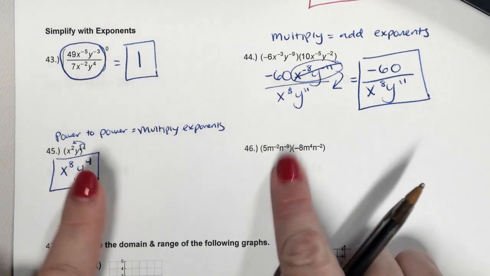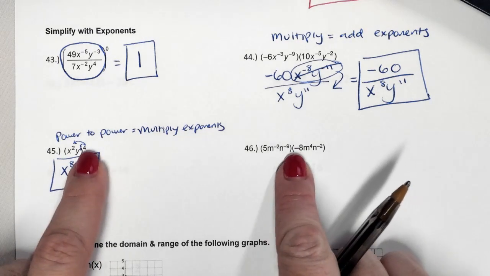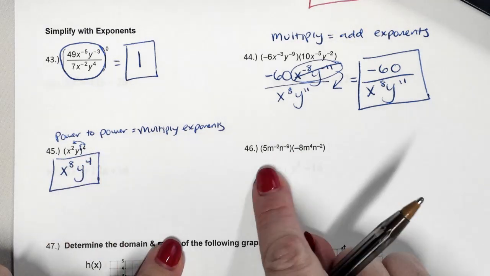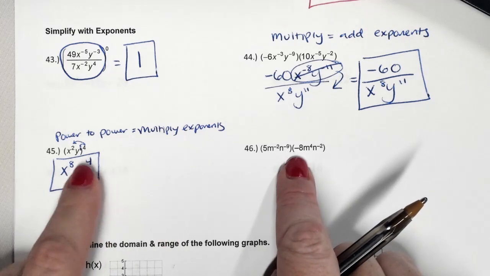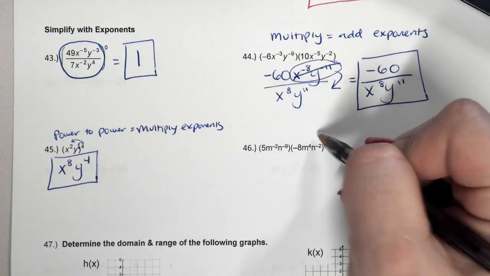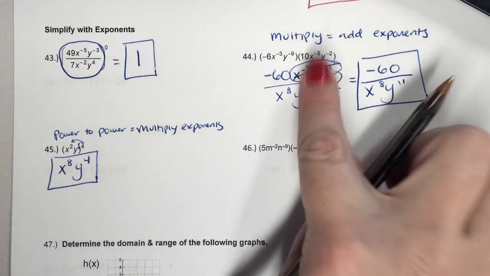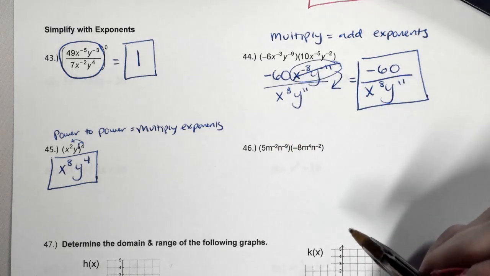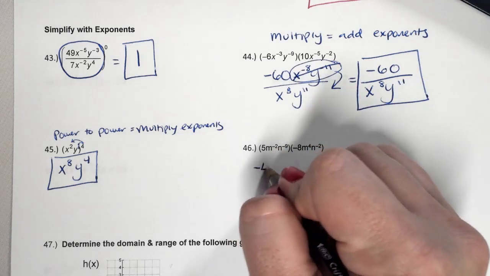Now, the difference between parentheses here and parentheses here is this has an exponent on the outside. These don't. Okay, this is multiplication. This is power to a power. So again, multiplication means we add our exponents. So we're treating this one just like that one. 5 times negative 8 is negative 40.